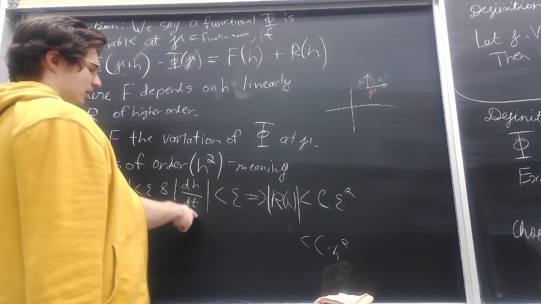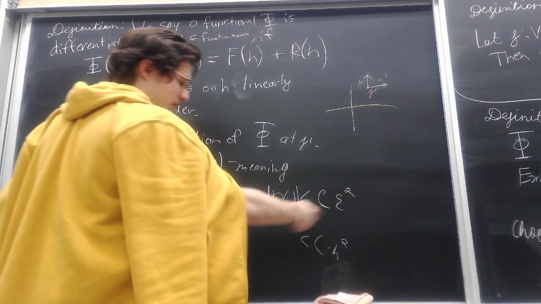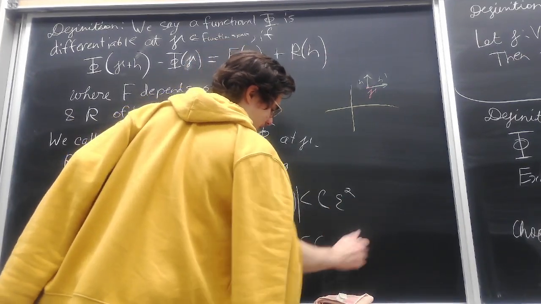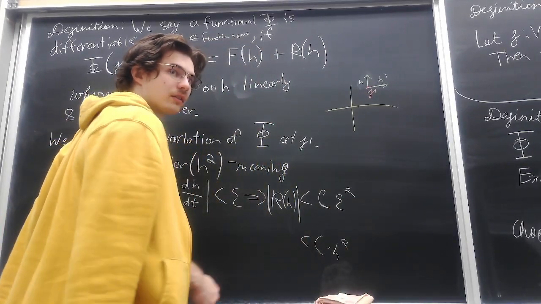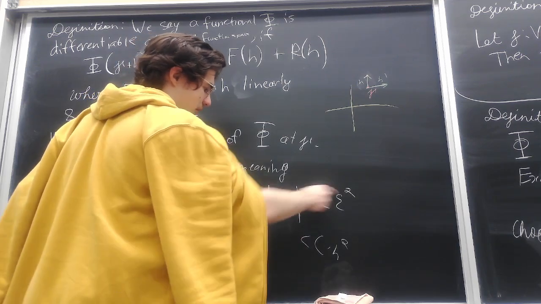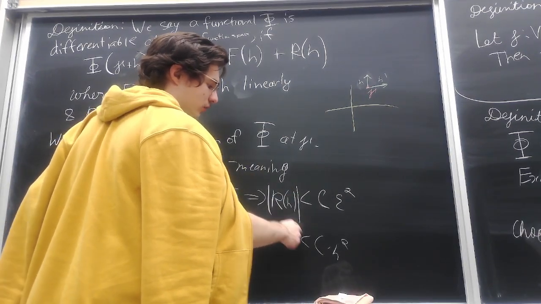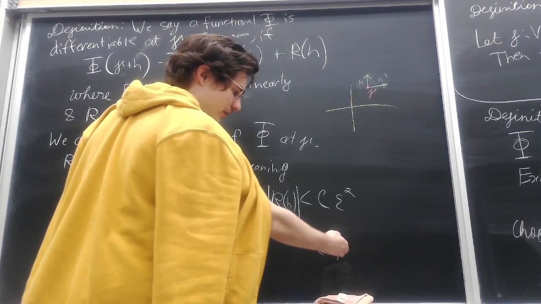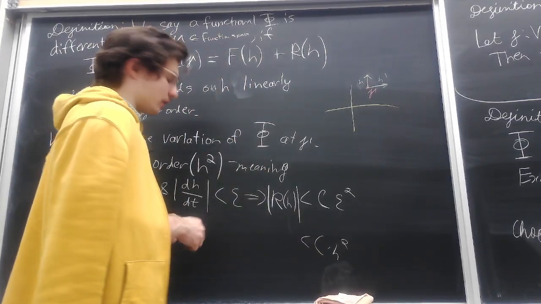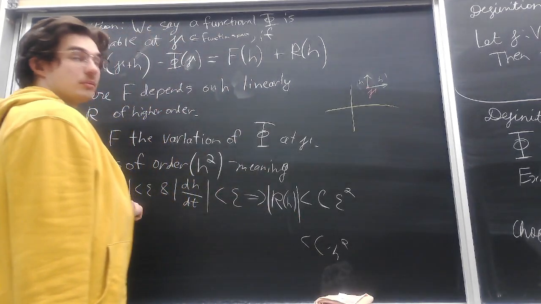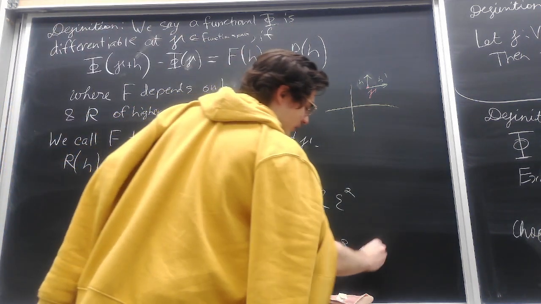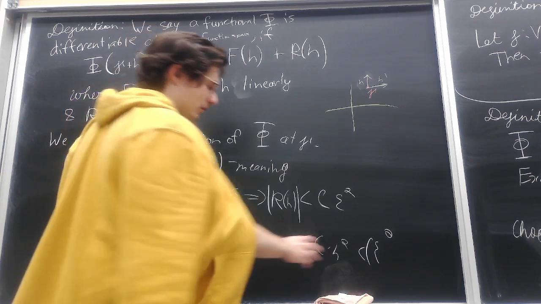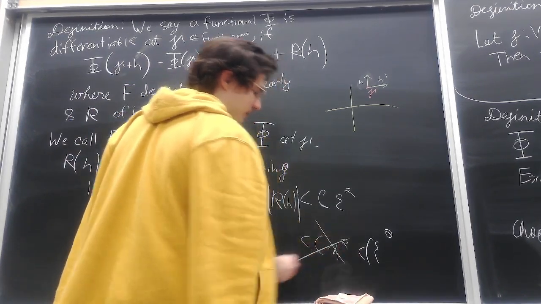You bound H and dH/dt, and then you say that this bound is mimicking the idea that you want R of H to be smaller than C H squared. That's the usual sense, but this doesn't quite make sense because this is a function, this is a number. So you say, okay, if my function was bounded by epsilon, then I can bound it like this. That's the idea. This part isn't quite correct to say.